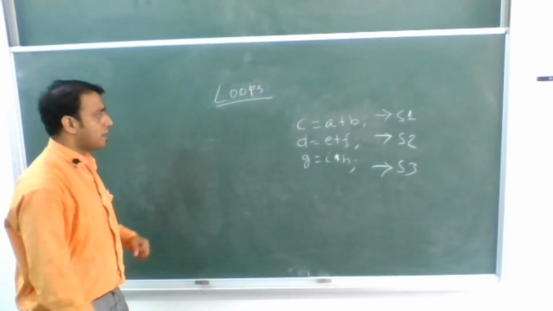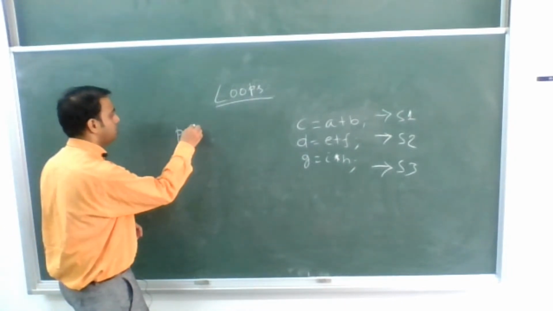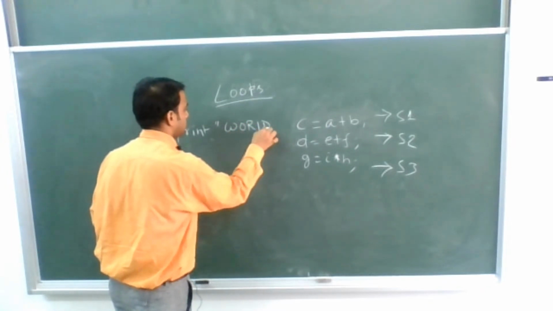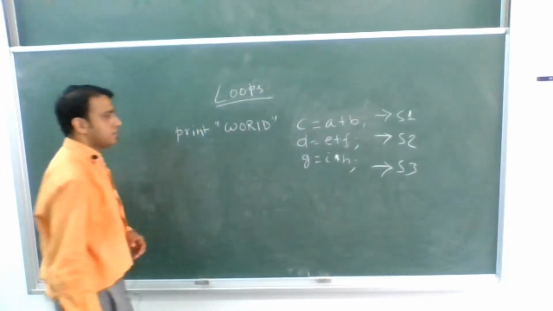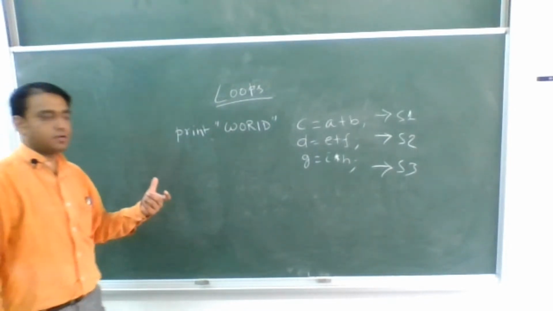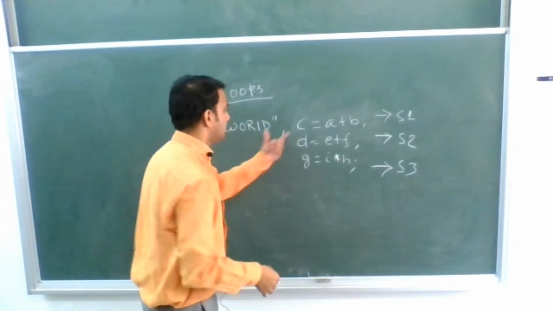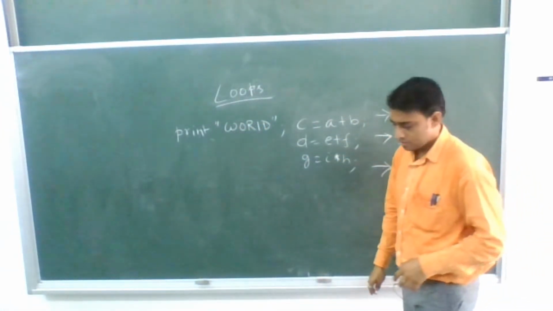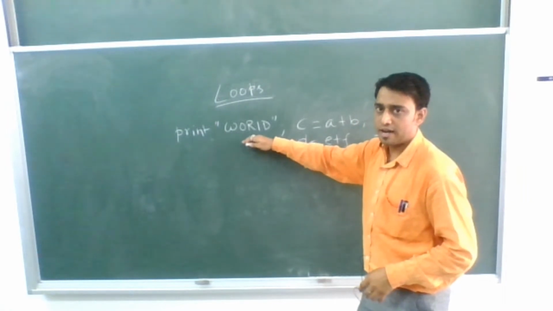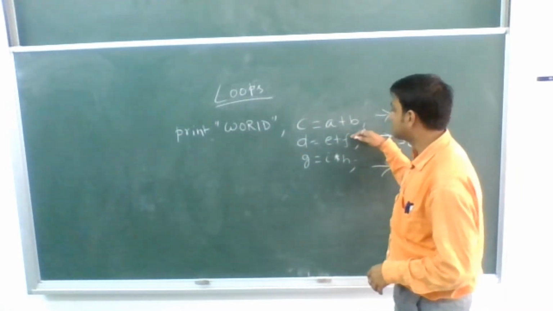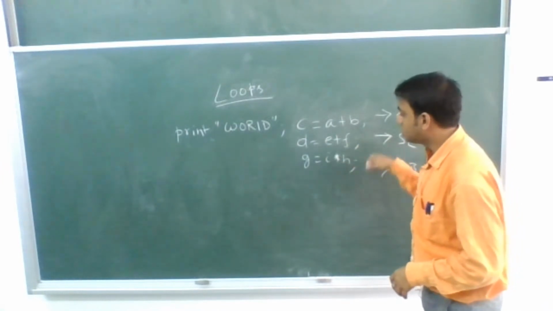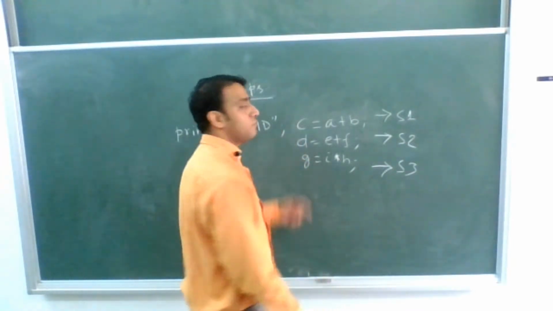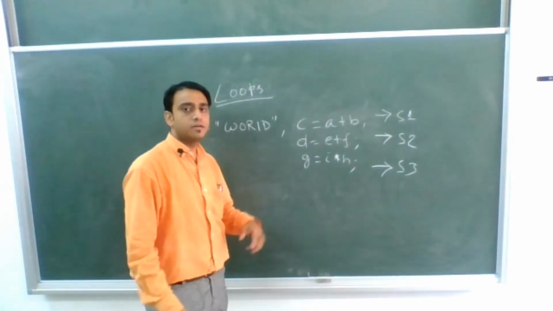Let us suppose I want to print something, someone's names, say "world". Now all these statements, whether it is a declarative statement, an arithmetic statement, or we want to print something, whatever it may be: for a single statement, if I write print world, or C equals A plus B, D equals E plus F, G equals I into H, if I write this only once, it will execute once.